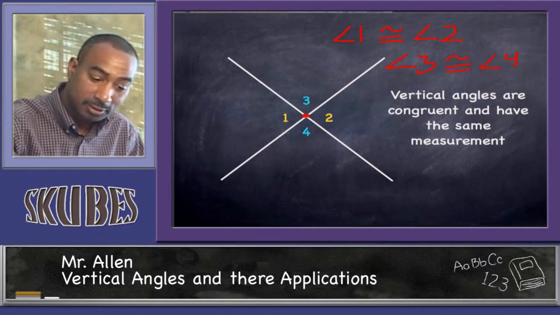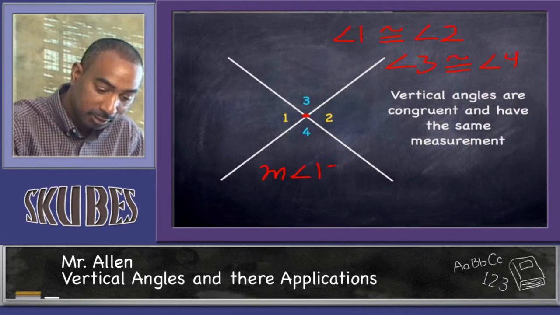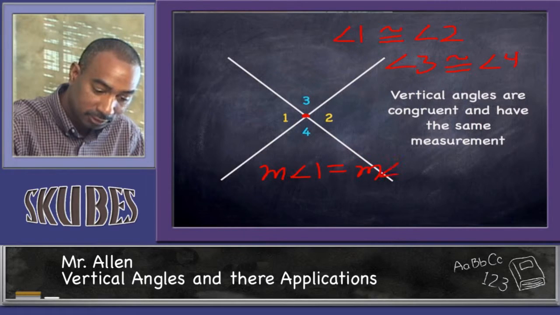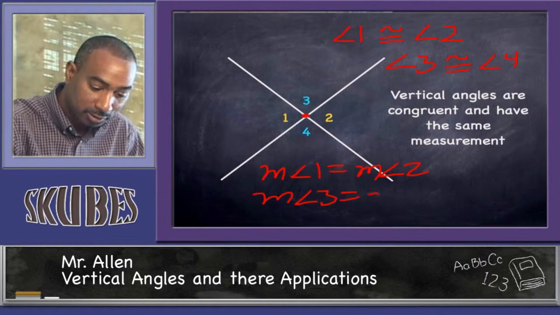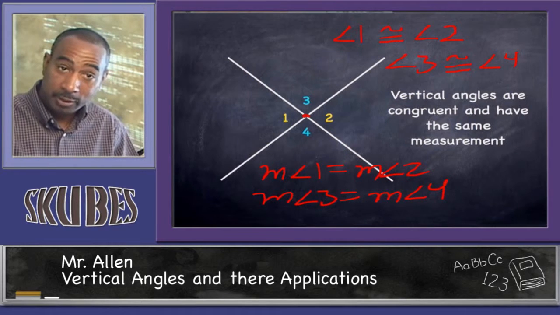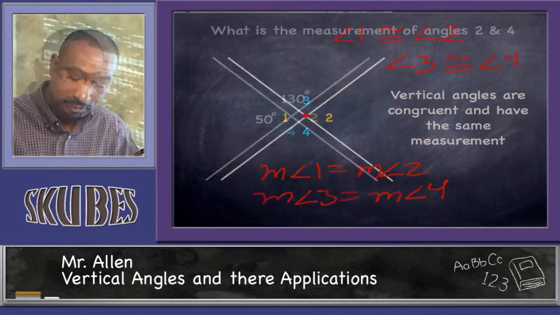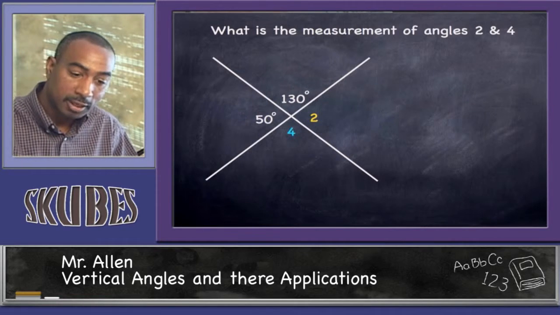If you know the measurements, you can say that the measurement of angle 1 is equal to the measurement of angle 2. And likewise, the measurement of angle 3 is equal to the measurement of angle 4. We're going to be using this to solve some problems. What is the measurement of angles 2 and 4?